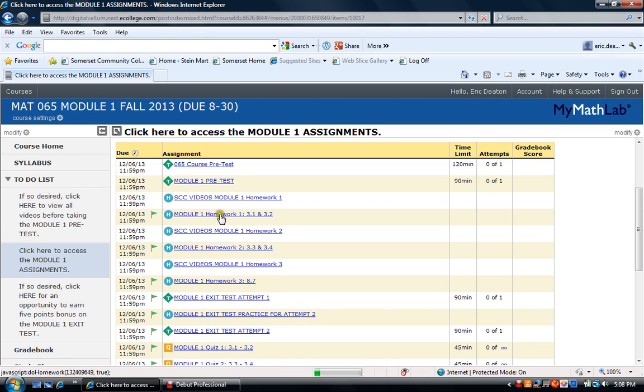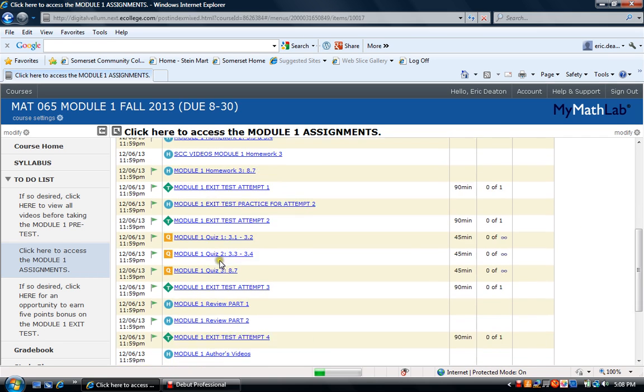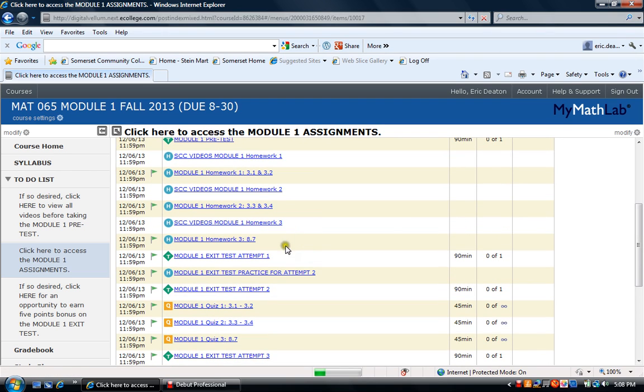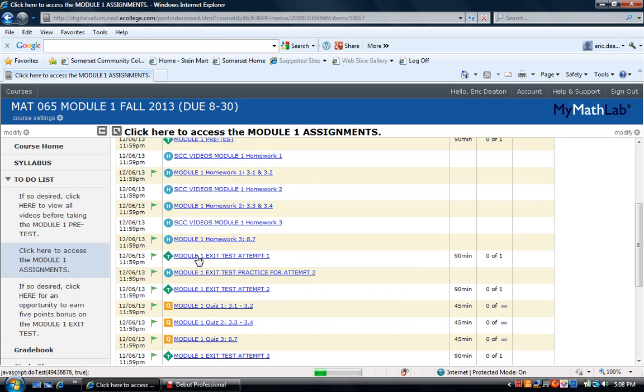When you open up homework 1, after you take the pretest, you may see that you've already got a grade. That's because some problems work out correctly based on what you got right in the pretest, so don't be surprised if you see that. Now you look down here and you may think that there's a lot of work to do. There's actually not. Because once you get to attempt 1 on the exit test, if you make an 80 or higher, you're done with the module.